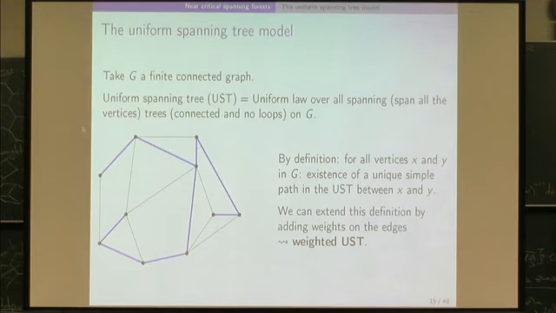We can also extend this definition by adding weights on the graph. If my edges have weights, then I can sample not a uniform spanning tree, but a weighted spanning tree. The probability to choose a spanning tree will be proportional to the product of the weights of the edges that it uses.